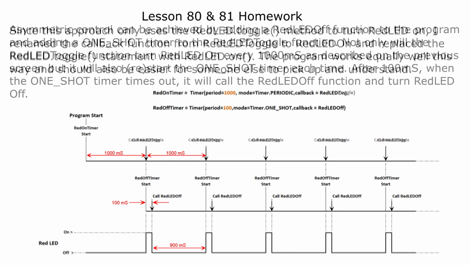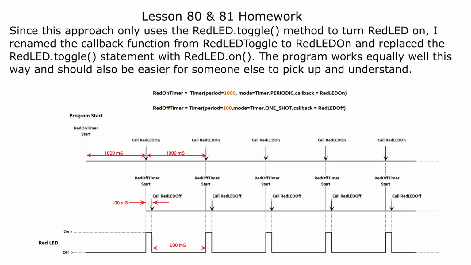LED off. Since this approach only uses the red LED toggle method to turn red LED on, I renamed the callback function from red LED toggle to red LED on and replaced the red LED toggle statement with red LED on. The program works equally well this way and should also be easier for someone else to pick up and understand. Let's have a look at the Lesson 80 code.